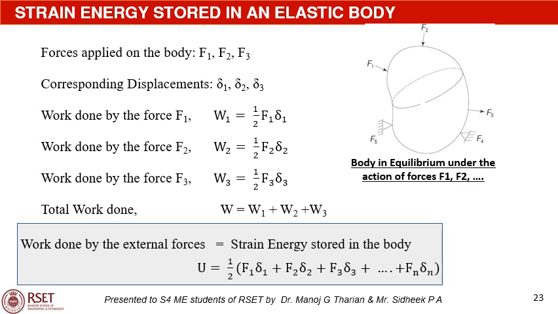which is acted upon by n forces F1, F2, F3, etc. up to Fn at n different points, if the corresponding displacements be delta 1, delta 2, delta 3, etc. up to delta n, the strain energy stored in the body is given by U equal to half into F1 delta 1 plus F2 delta 2 plus F3 delta 3 plus etc. up to Fn delta n.